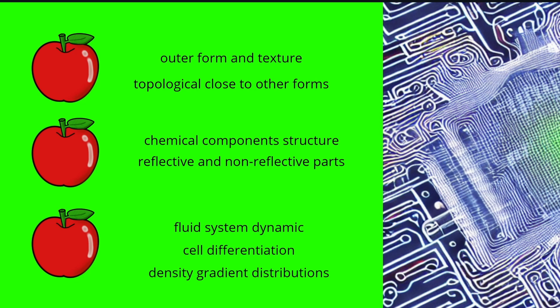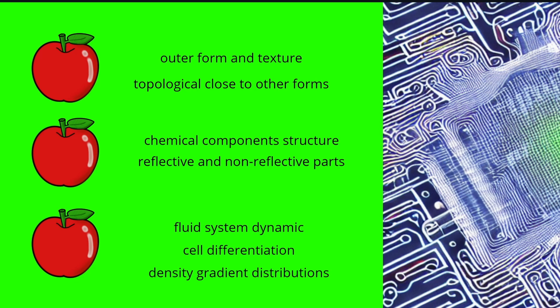You can think of an apple, and we do this in fluid dynamic systems. How much water does an apple need when the apple grows? What about cell differentiation? What is the task of specific cells in the apple? How do fluids flow in an apple? How is water provided, nutrition from the ground? What about density gradient distribution within the specific objects?